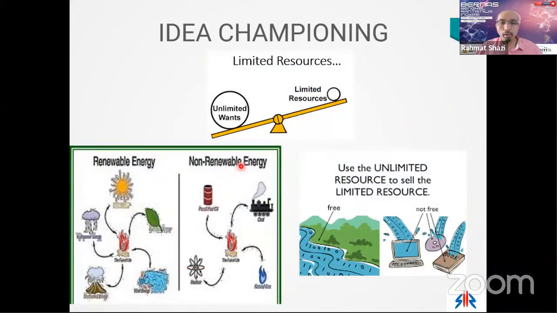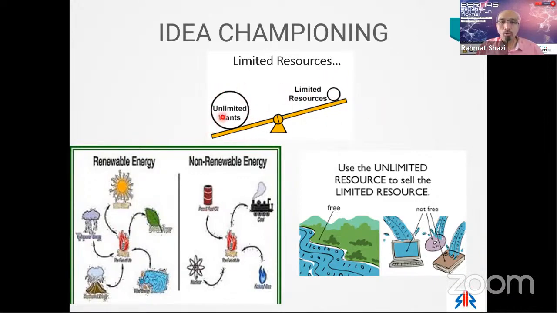We don't have infinite resources, except maybe even the sun. One day the sun will die. So to say that it's an infinite resource, practically to us, to human beings, it's infinite. Yes? Because a lot of us will die before the sun dies. So unlimited ones, but there are limited resources.